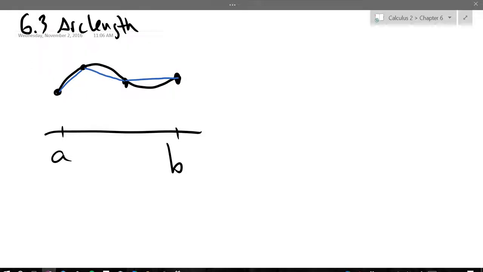When we broke the area under a curve into rectangles, your rectangles could be sometimes a little bigger, sometimes a little smaller. Your estimate might be an overestimate or underestimate. There is one thing I can say about the estimation using line segments and a curve: it's always going to be a little smaller than the actual distance.